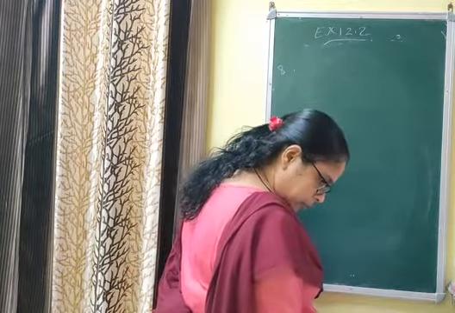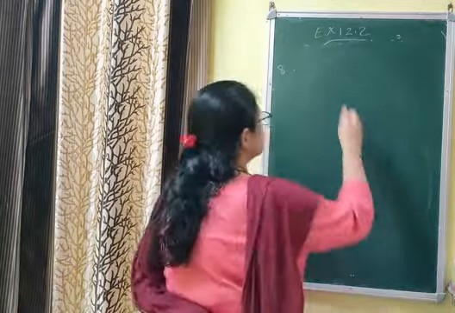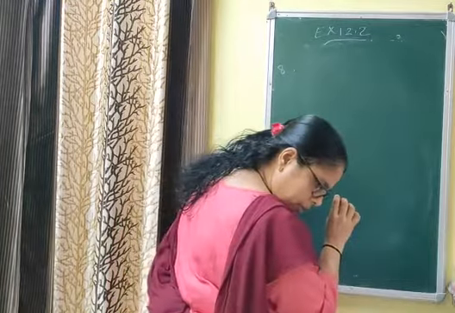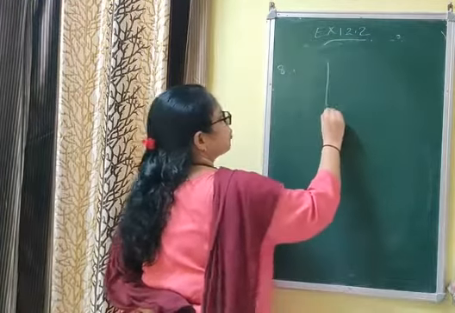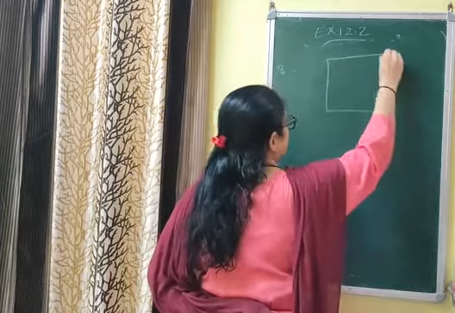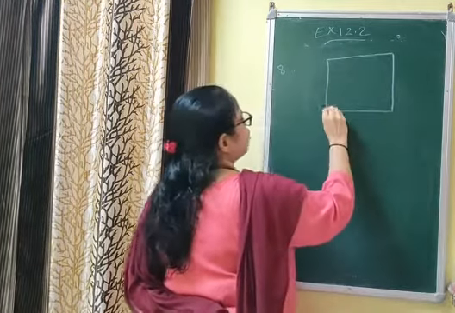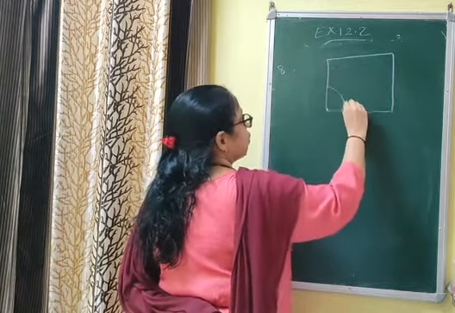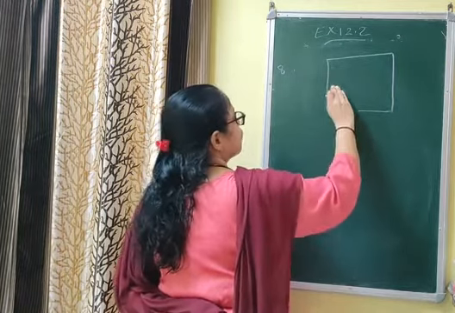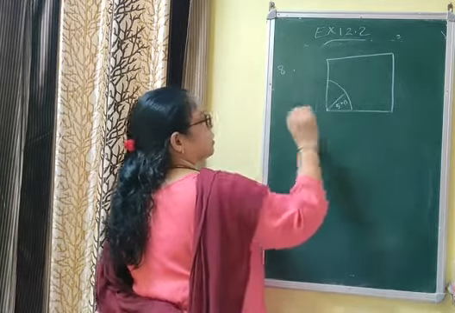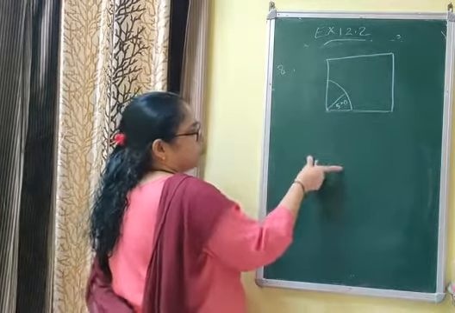You are given a square field. Let me draw the figure. In one corner, a horse is tied with a rope of 5 meter length. So the horse can move like this.